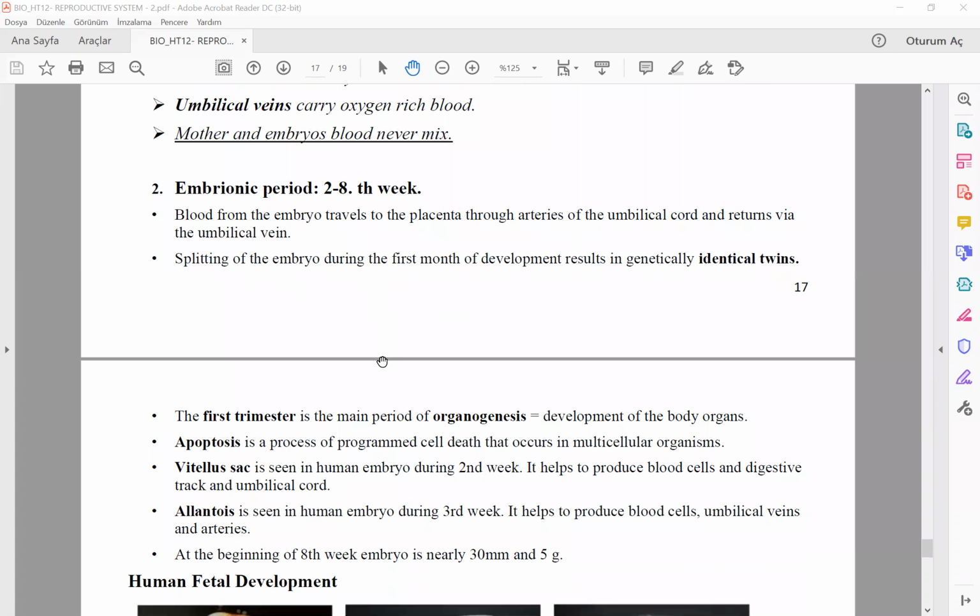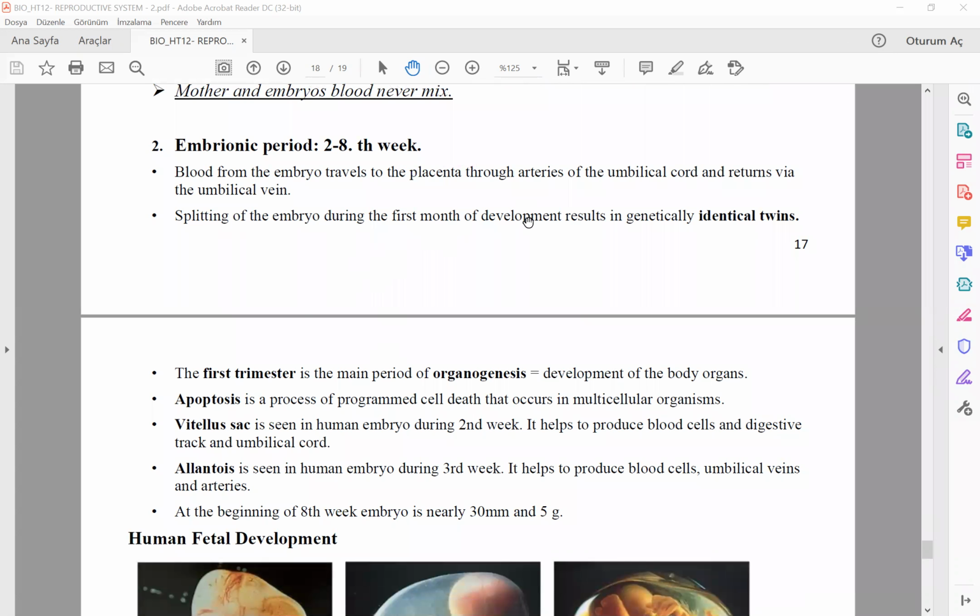Okay, in the embryologic period, from the 2nd week to the 8th week, we call this an embryo, and blood from the embryo travels through the placenta, through the arteries and vein of the umbilical cord. If the zygote splits into 2 blastomeres, and these 2 blastomeres behave like a zygote and form 2 different embryos, we call these embryos identical twins.